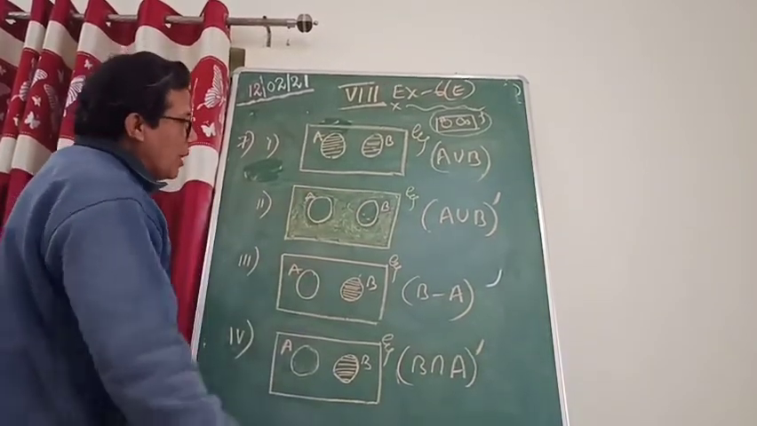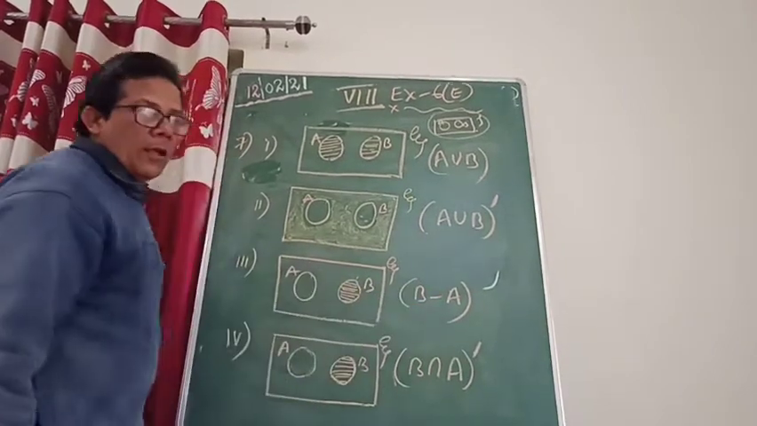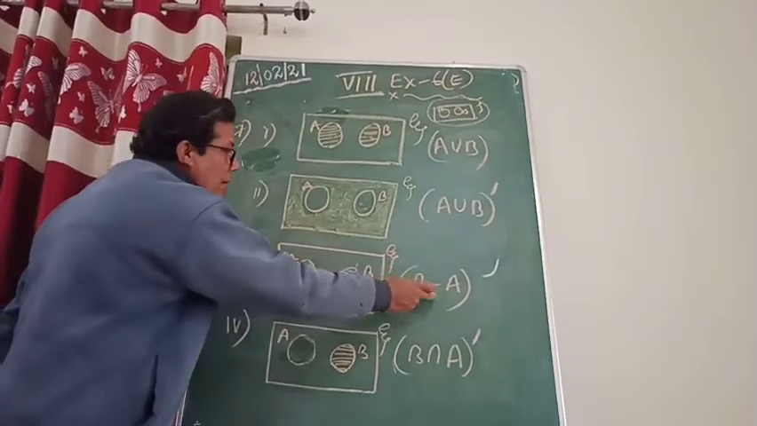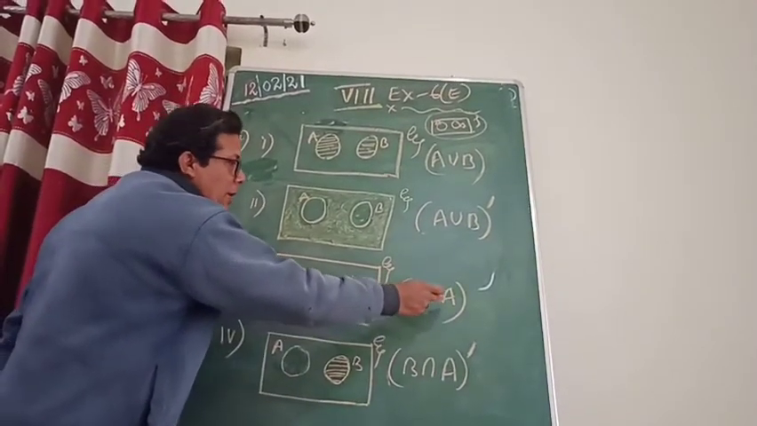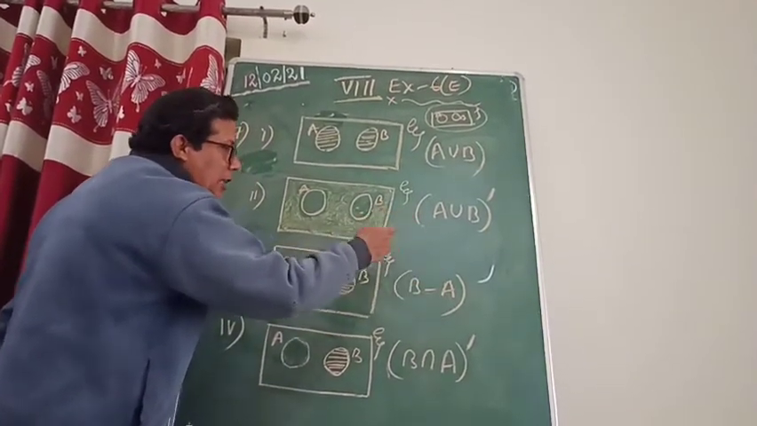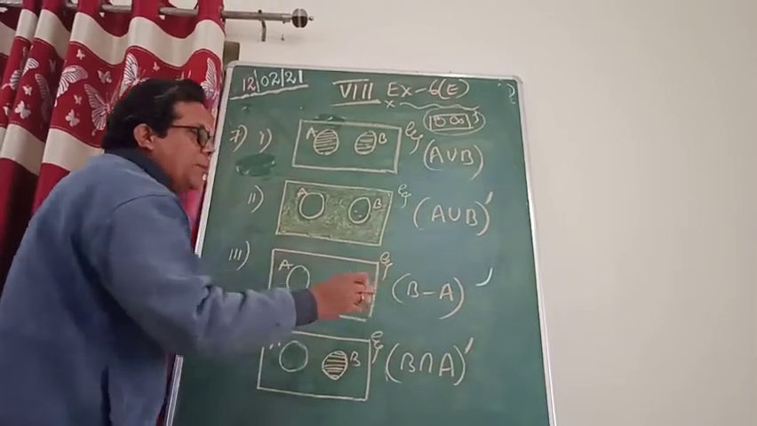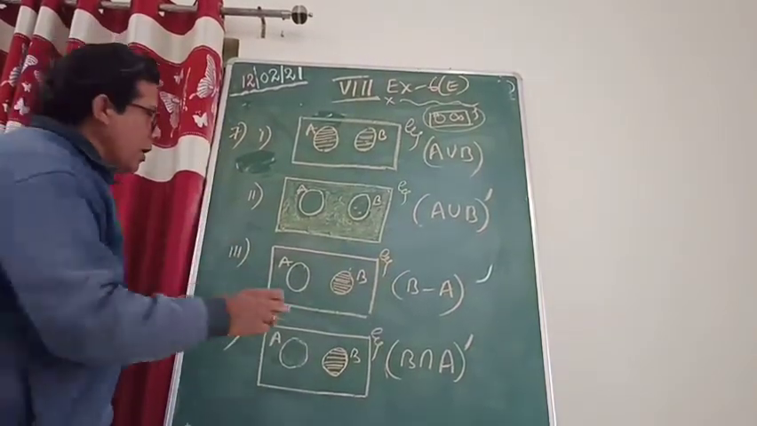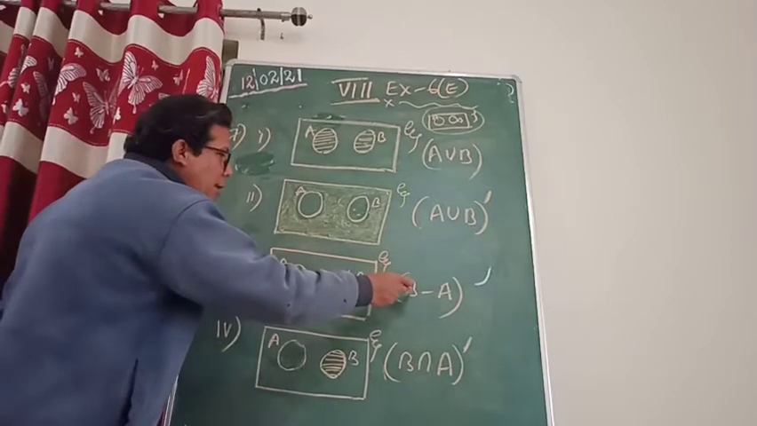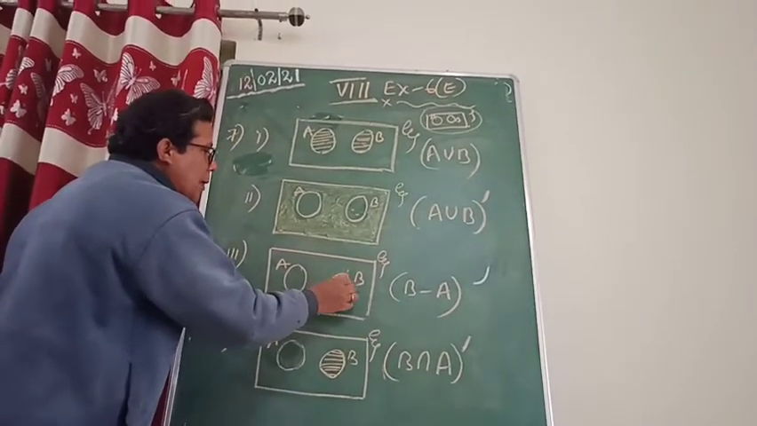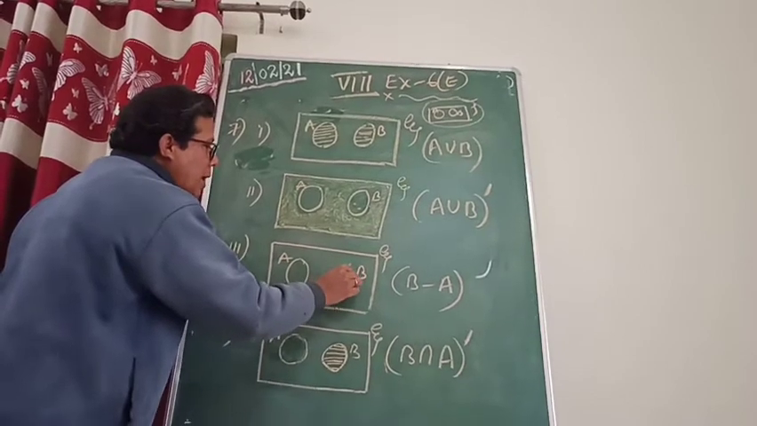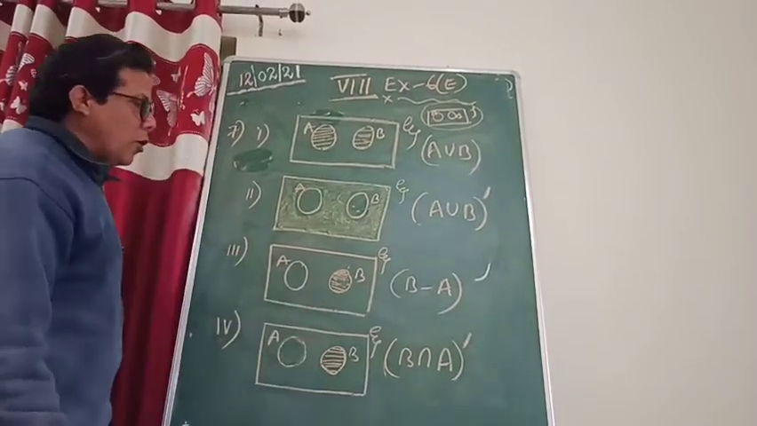Now the third one, B minus A. Whenever you are going to find B minus A, you have to see the elements of B and the elements of A, and if there is anything common, except those, whatever is left over will come in B. Here nothing is common. So all the elements present in B will come in B. That is why I said this part represents this particular set.